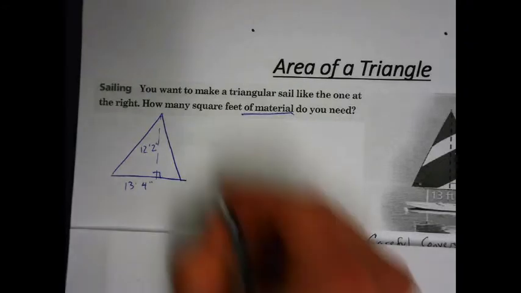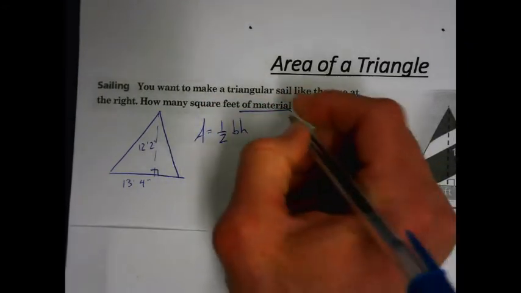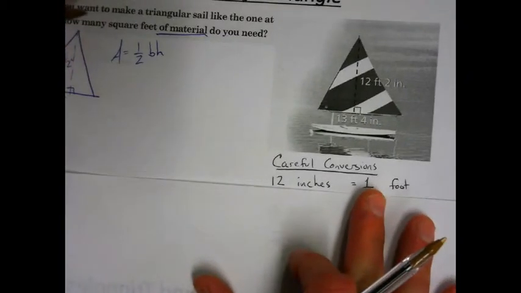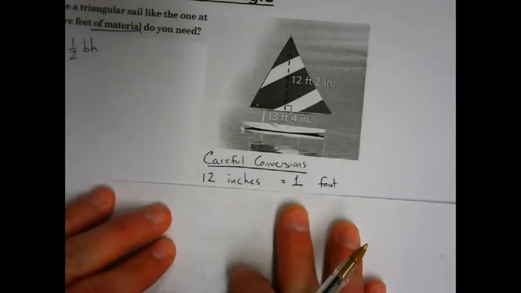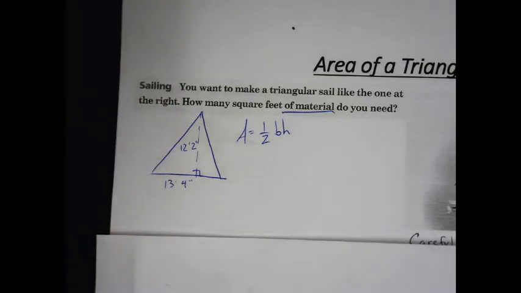So remember what area is. The area of a triangle is 1/2 the base times the height. But what's going on with these measurements? We have feet and inches. We should probably convert everything to inches. So let's remember how conversions work. So careful conversions: 12 inches equals 1 foot. You guys remember that? Okay, good. So let's convert everything into inches.